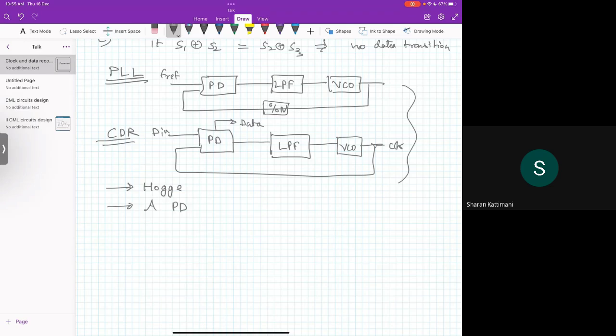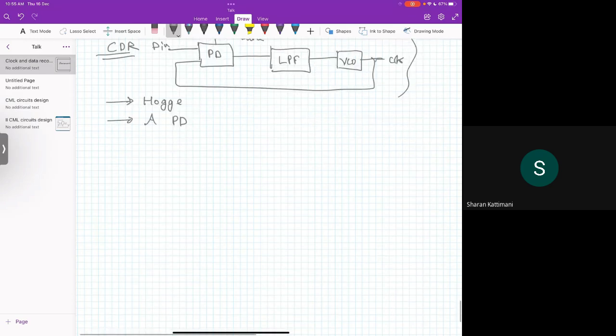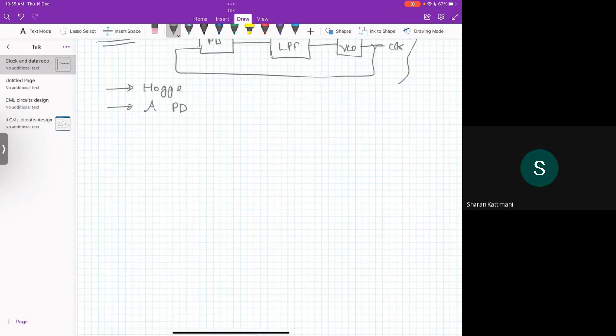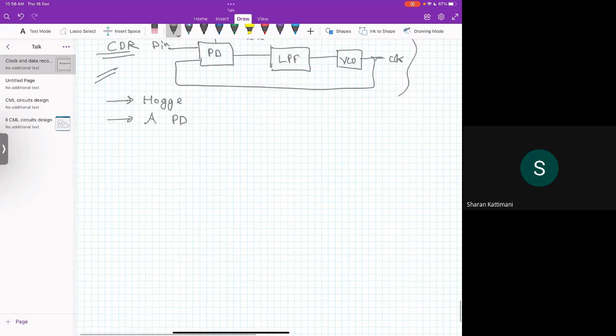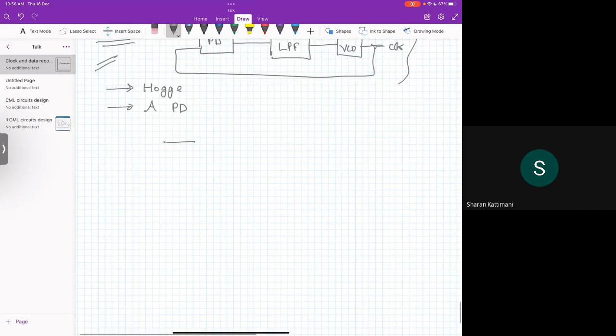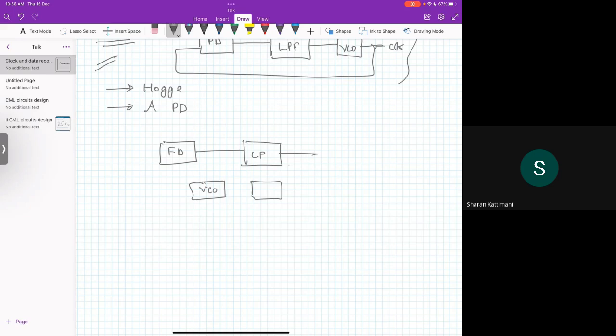Alexander phase detector. Okay. So sometimes there are different kinds of loop which is used, where they can detect the frequency differently and detect the phase differently. This is a very simplified version of the clock and data recovery circuit, but sometimes what they do is they detect the frequency separately, okay, and then use a charge pump, and there will be a shared VCO and a low pass filter.